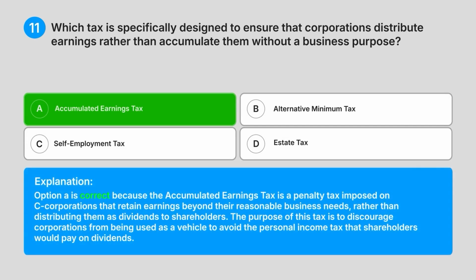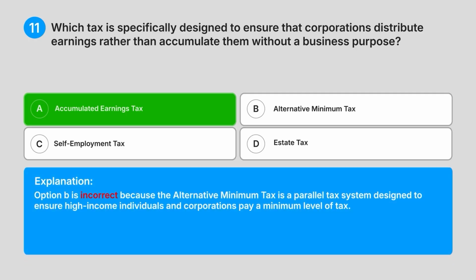Explanation: Option A is correct because the accumulated earnings tax is a penalty tax imposed on C corporations that retain earnings beyond their reasonable business needs, rather than distributing them as dividends to shareholders. The purpose of this tax is to discourage corporations from being used as a vehicle to avoid the personal income tax that shareholders would pay on dividends.